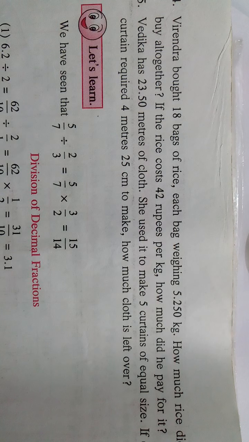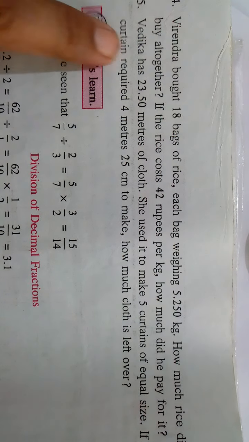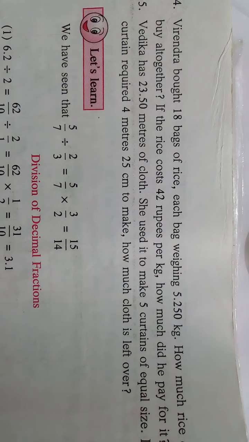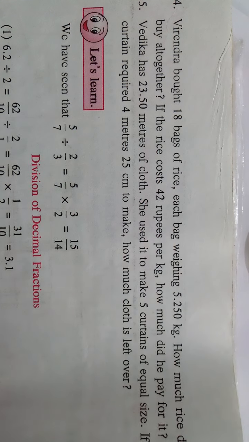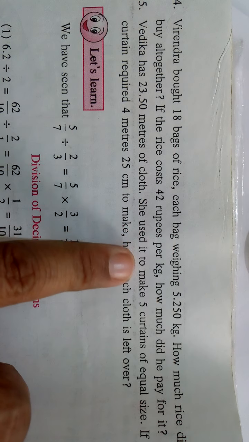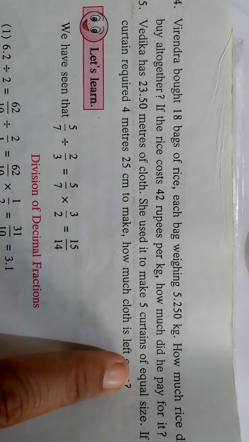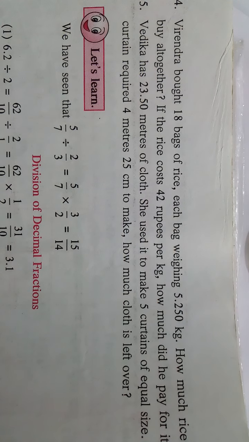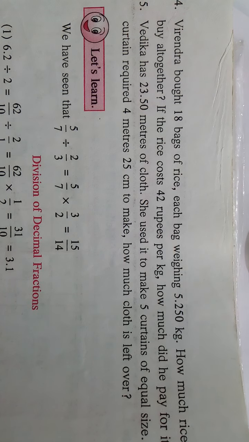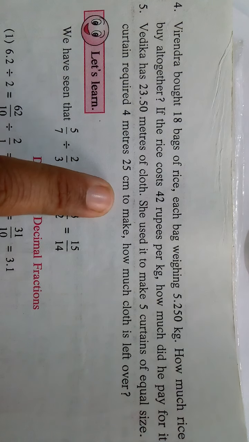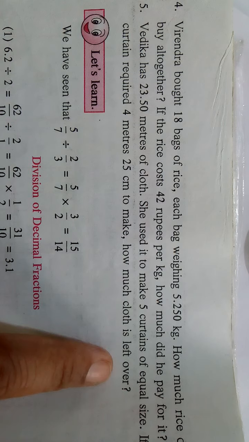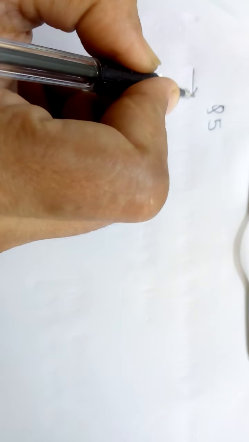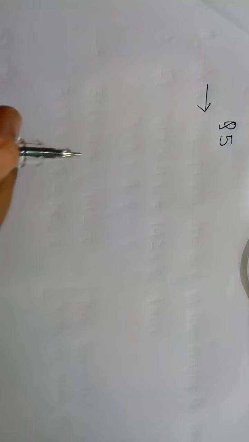Now we will see the last example from this practice set, that is: Vedika has 23.50 meters of cloth. She used it to make 5 curtains of equal size. If each curtain required 4 meters 25 centimeters to make, how much cloth is left over? So here we will solve that same example, question number 5. First we will write the given things.